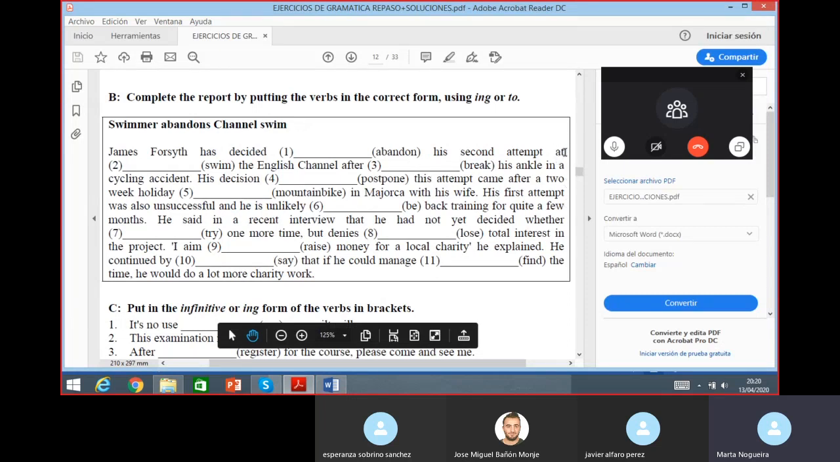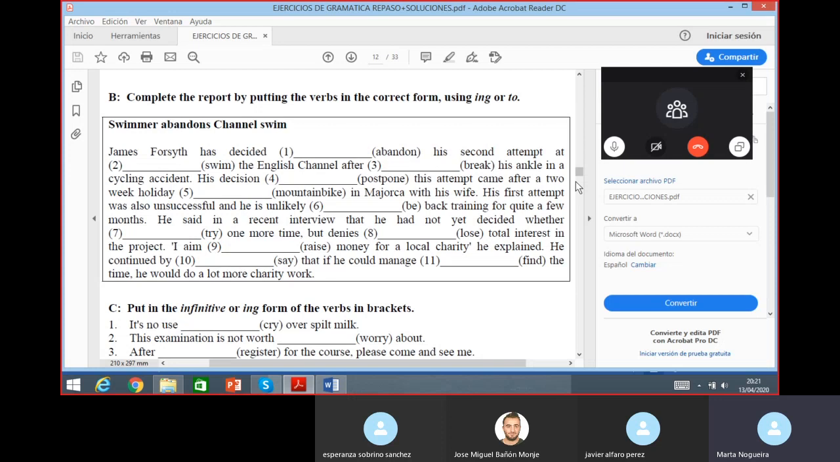Why? Because I have here a preposition. At swimming the English Channel after breaking, because after is a preposition, his ankle in a cycling accident. His decision to postpone, su decisión de posponer, ahí tenemos que unirlo con el to. This attempt came after a two-week holiday mountain biking. Mountain biking is that he was doing an activity. This was a process, okay? This took some time. So mountain biking in Mallorca, you see how Mallorca is written in English, with his wife.